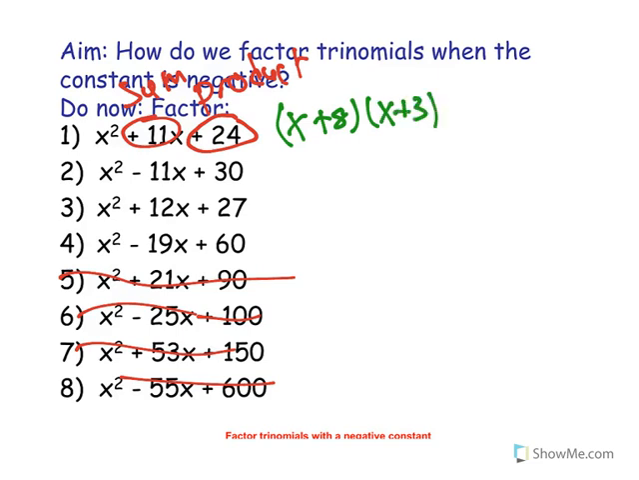For the next one, I want two numbers that multiply to give me 30, but also add up to negative 11. So since the product is positive, the factors have the same signs. Since the 11 is negative, they both must be negative. So I'm going to use negative 6 and negative 5.